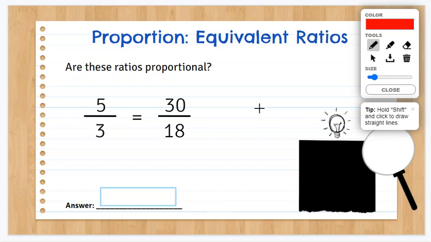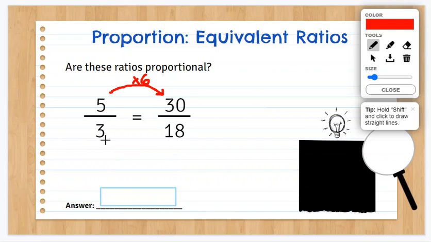In order for a ratio to be proportional to another ratio, the top and bottom have to be multiplied or divided by the same value to go from one to the other. So, for example, if I want to get from 5 to 30, what number do I have to multiply or divide by? 5 times 6 gives me 30.